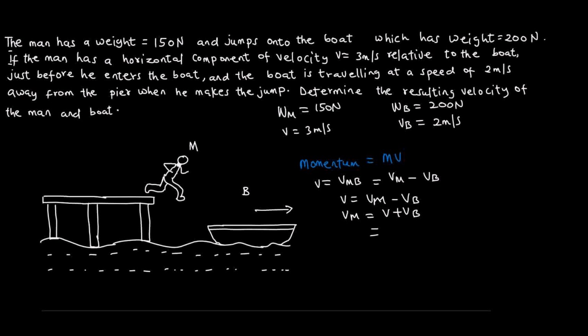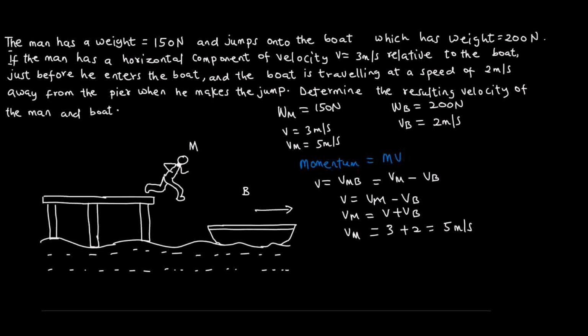So the velocity of the boat is given to be 2 meters per second, then the relative velocity of the man with respect to the boat is given to be 3 meters per second. So I'm going to have the actual velocity of the man to be equal to 5 meters per second. So the velocity of the man is actually 5 meters per second. Okay, so that's for the velocity of the man.